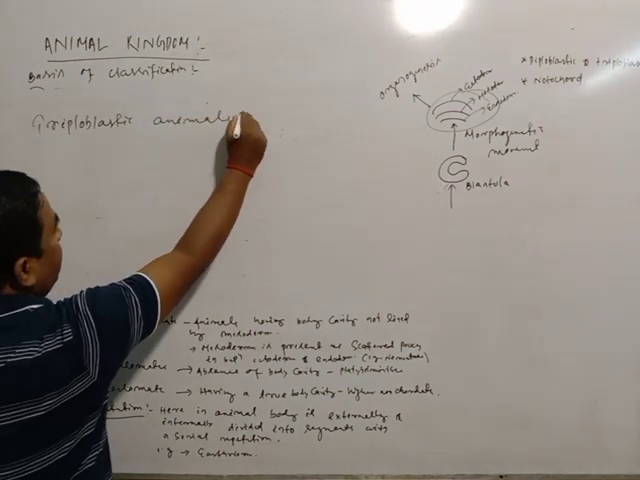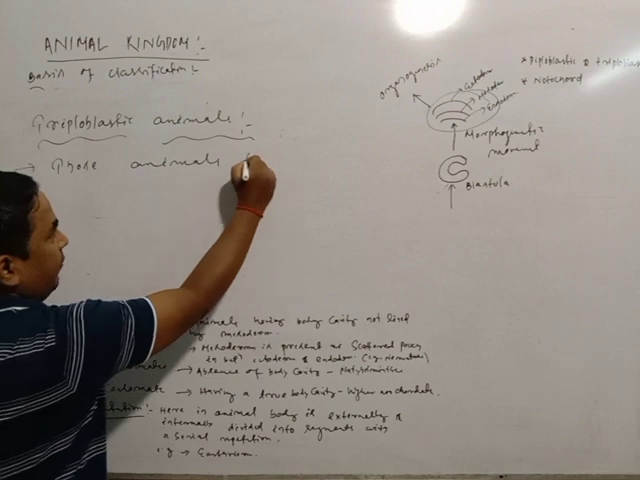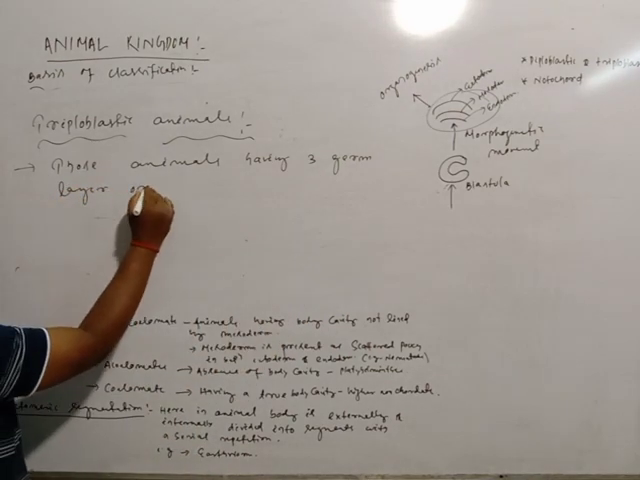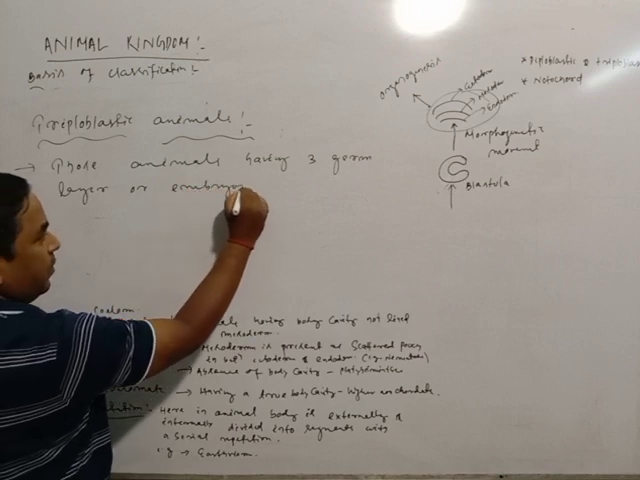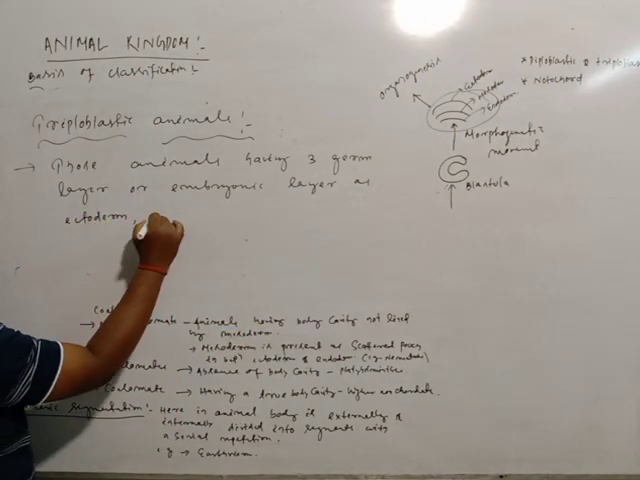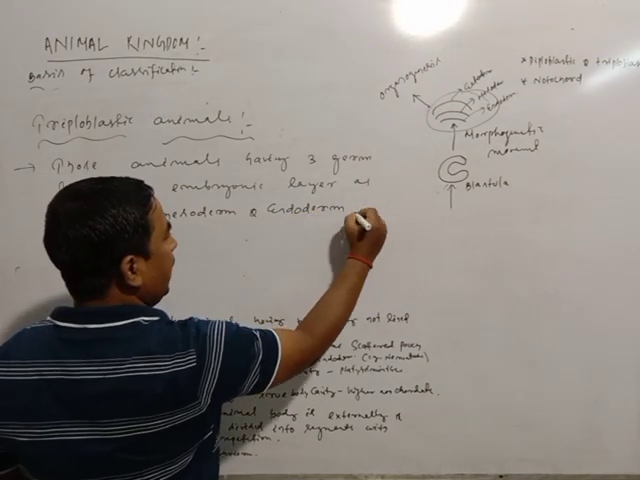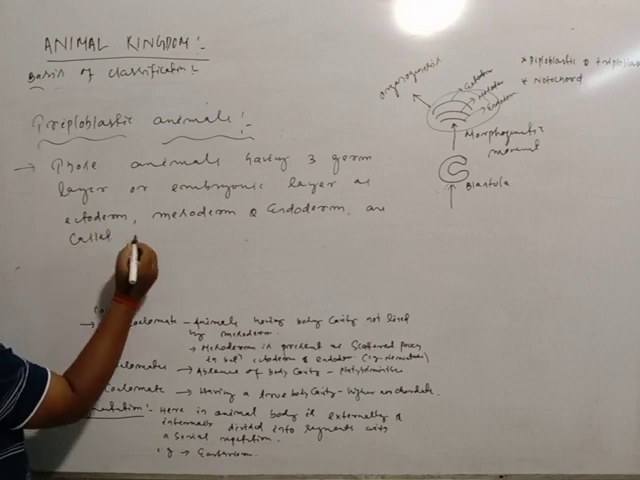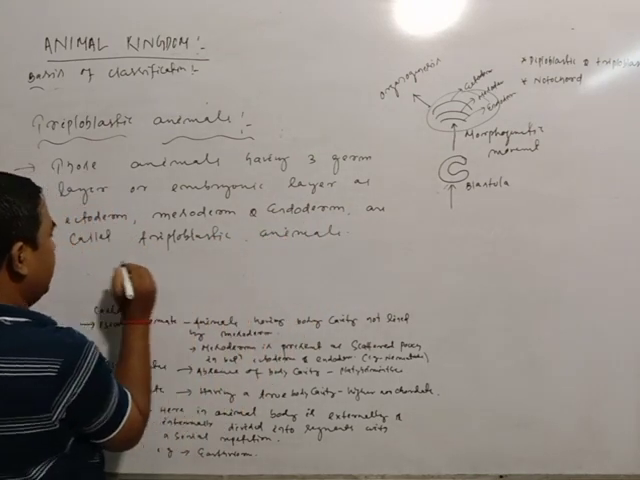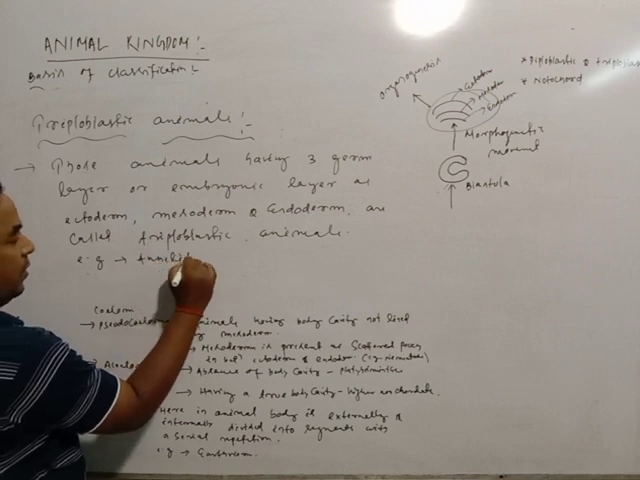Triploblastic animals. Those animals having three germ layers or embryonic layers, that is ectoderm, mesoderm and endoderm, are called triploblastic animals. For example, annelida, mollusca, etc.